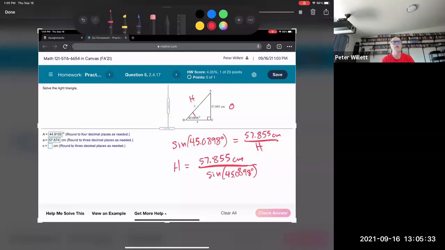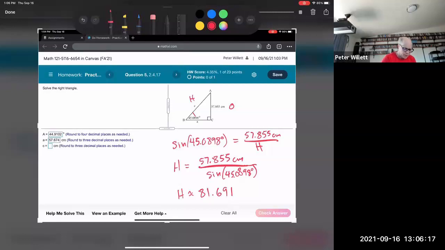All right, so let me see if I can do that over here. So I'm going to have 57.855 divided by the sine of this angle, 45.0898. And I get that h is approximately equal to 81.691. I'm supposed to round this to 3 decimal places, and after the 1 is a 3. So 81.691 when rounded to 3 decimals.